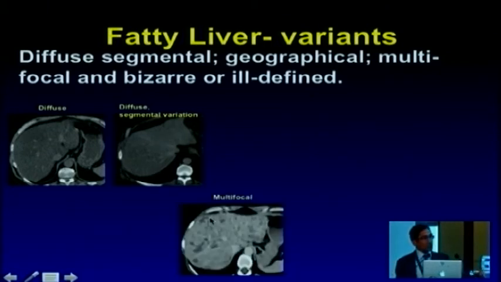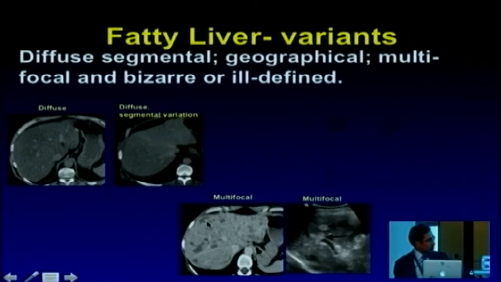It can also be multifocal. You can get patchy areas of fatty change in the liver. This is of importance to know when you're doing a biopsy, because you suspect the patient to have fatty change, and if you biopsy over here you might get less fat, but if you biopsy over here you might be getting a high amount of fat. It can also be seen on ultrasound, the multifocality.